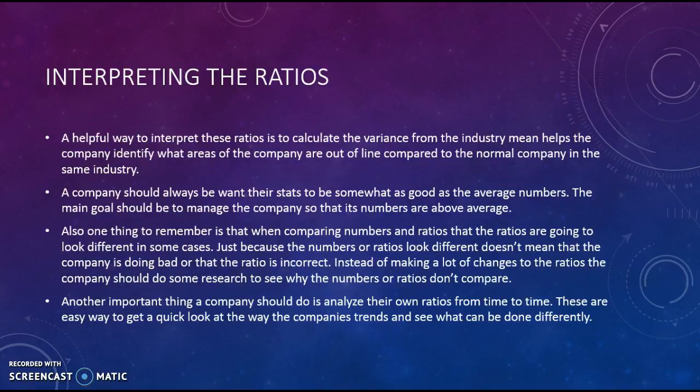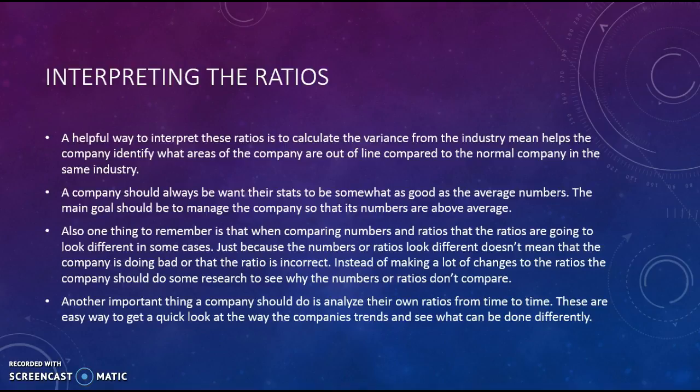Interpreting the ratios. A helpful way to interpret these ratios is to calculate the variance from the industry mean, which helps the company identify what areas of the company are out of line compared to the normal company in the same industry. A company should always want their stats to be somewhat as good as the average numbers. The main goal should be to manage the company so that its numbers are above average. Also, one thing to remember is that when comparing numbers and ratios, the ratios are going to look different in some cases. Just because the numbers and ratios look different doesn't mean that the company is doing bad or that the ratio is incorrect.